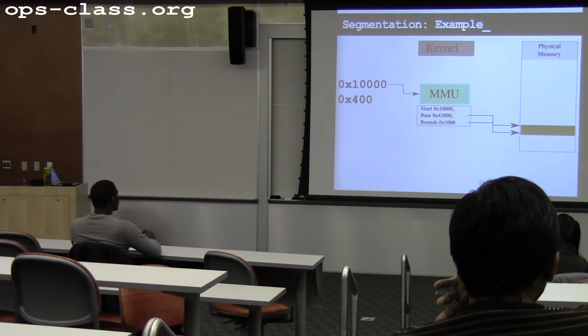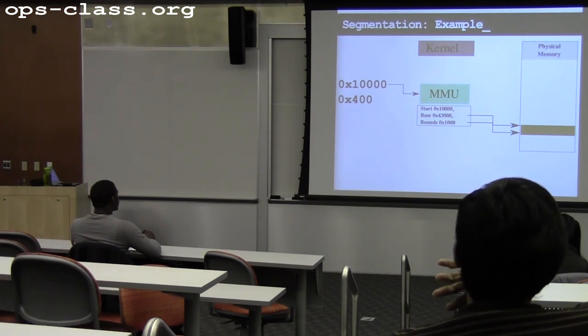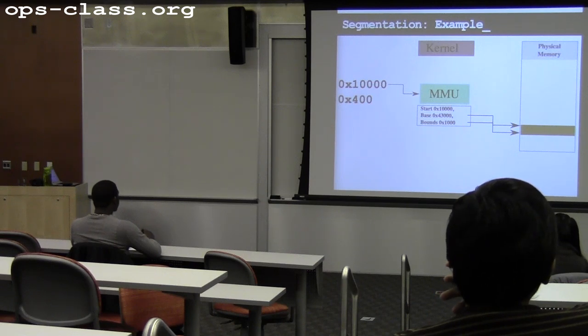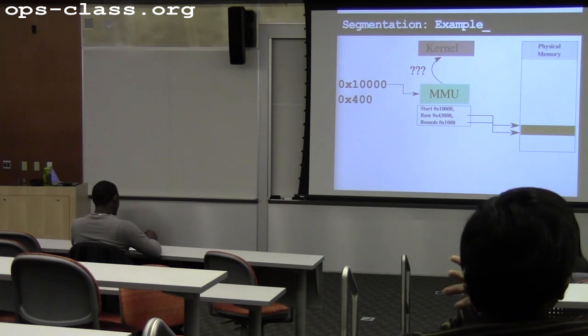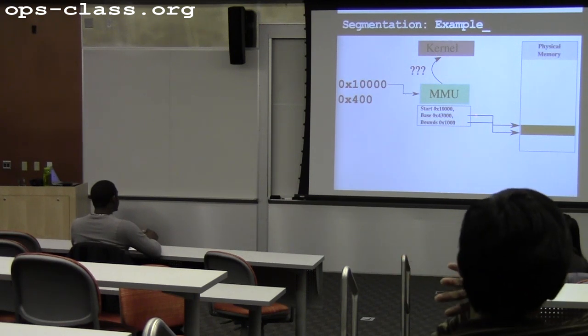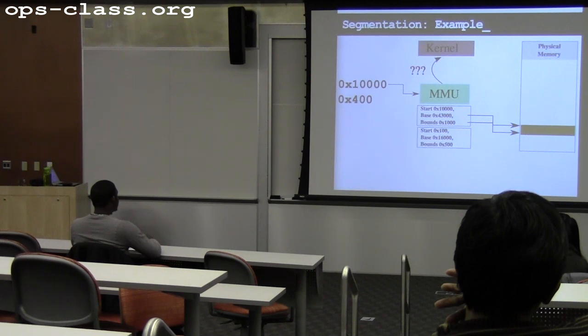What about this address? What happens if the process tries to translate this address? Alyssa. Yeah, so what does the MMU have to do? Well, do we know if it's valid or not? Well, it has to ask the kernel because this does not fall into the segment that the MMU knows about. The base of the segment is 0x10,000 and the bounds is 1,000, so the segment starts at virtual address 0x10,000 and extends to virtual address 0x11,000. And this address is not inside that, so it has to ask the kernel.